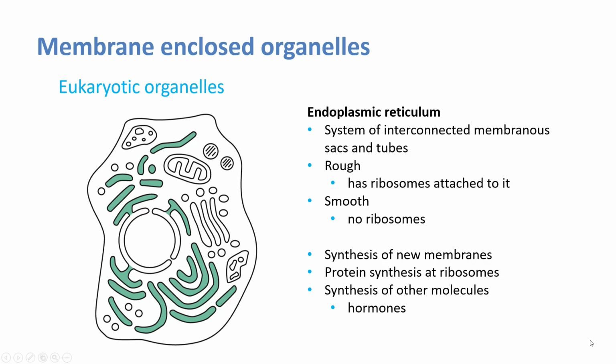So our endoplasmic reticulum, it's a series of membranous sacs and tubes, and as we said, continuous with the nuclear envelope. There's 2 different types of endoplasmic reticulum: rough endoplasmic reticulum, which has ribosomes embedded in that membrane, and smooth endoplasmic reticulum, which lacks ribosomes. There's a number of different functions of this organelle. It's very important, as we saw, in the synthesis of new membranes. It's important in protein synthesis, obviously, in the rough ER with the ribosomes attached. But it's also involved in the synthesis of other molecules, including things like hormones.